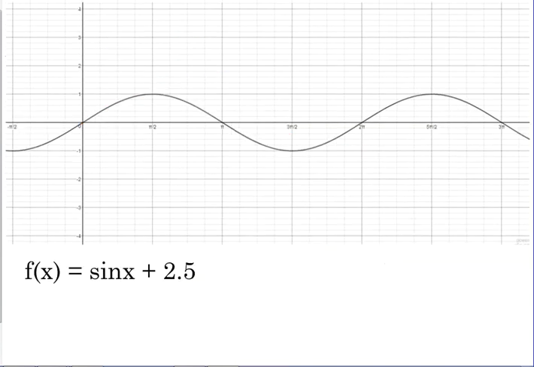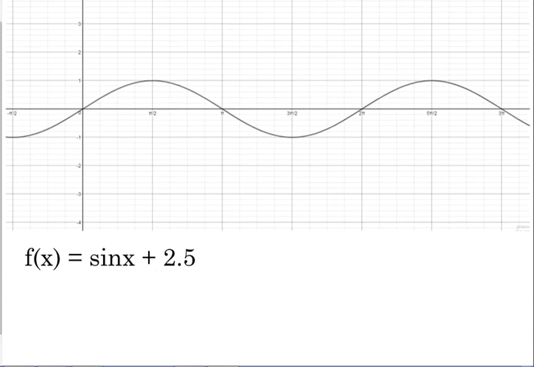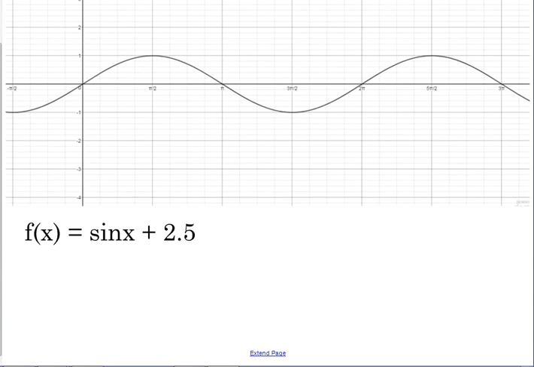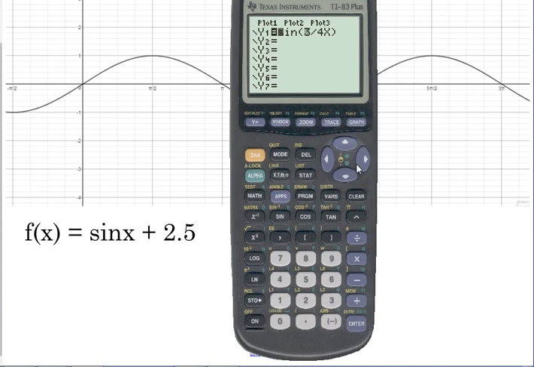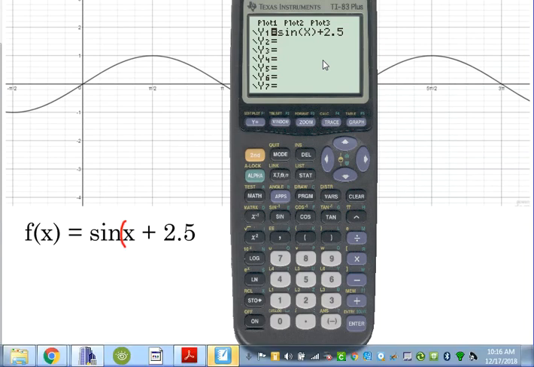Okay, almost finished. Let's talk about the last one. We've changed the amplitude. We've changed the period. What's left? The midline. So sine of x plus 2.5. There are no parentheses right here, so that means that plus 2.5 is outside of the trig function. When you type it into your calculator, it automatically starts the parentheses, so you have to make sure that you close them after the x.